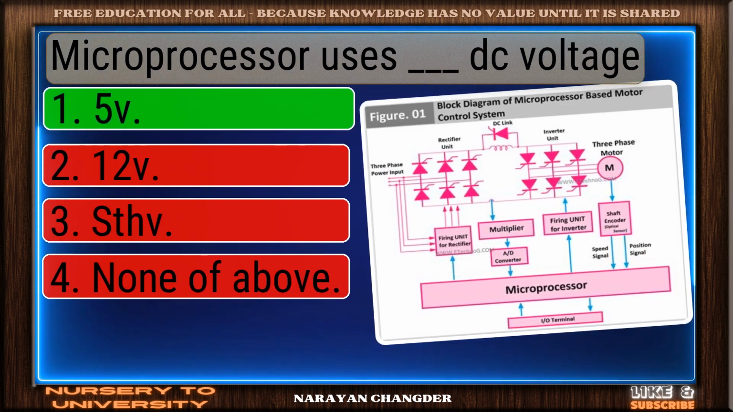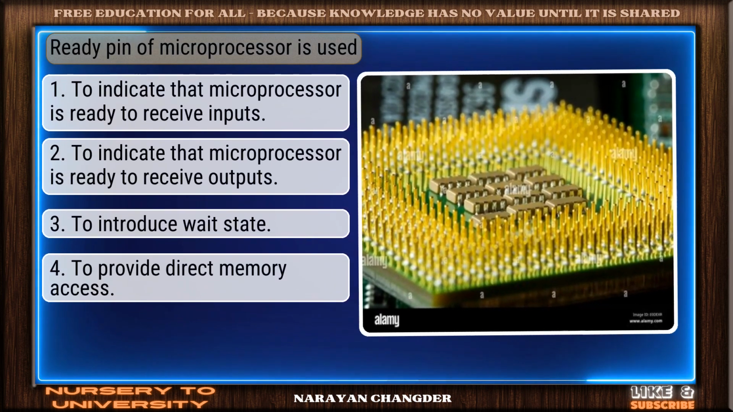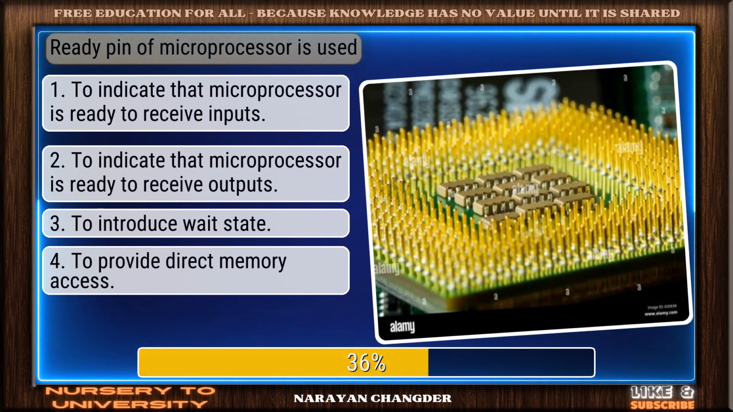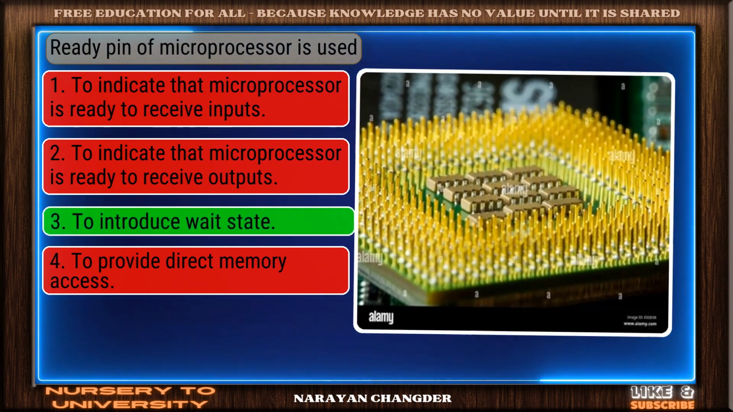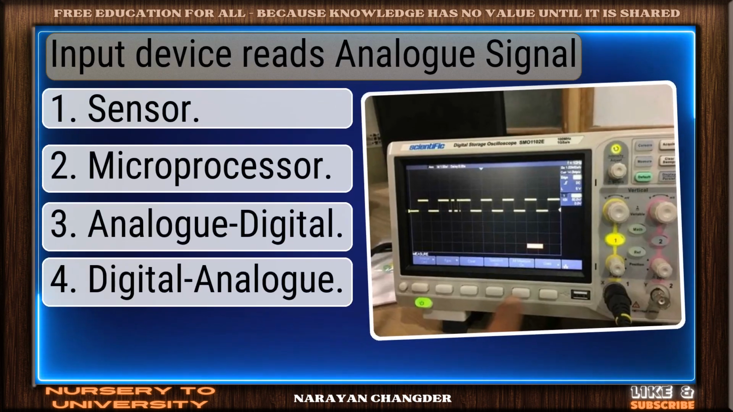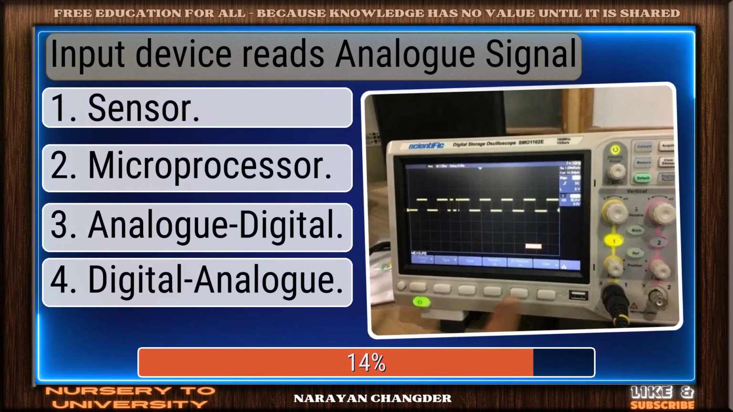Great job. VV is the accurate answer. Question number 55. Ready pin of microprocessor is used. Excellent choice. To introduce wait state is the right answer. Question number 56. Input device reads analog signal.